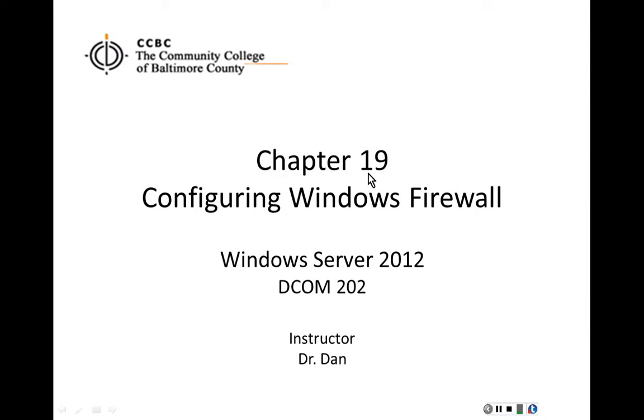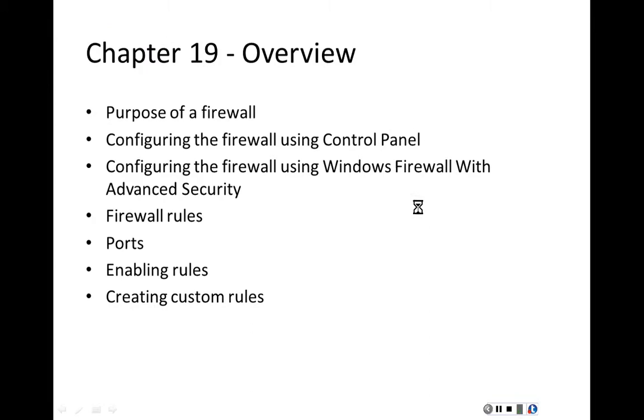We are now on Chapter 19, Configuring Windows Firewall. In this chapter, we will look at the purpose of a firewall, configuring the firewall using Control Panel, configuring the firewall using Windows Firewall with Advanced Security, Firewall Rules, ports, enabling rules, and creating custom rules.